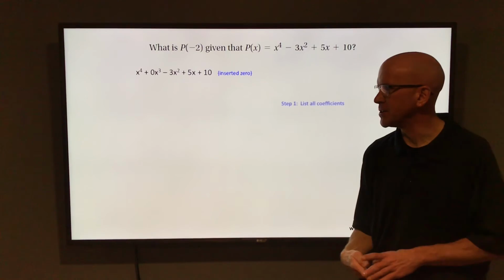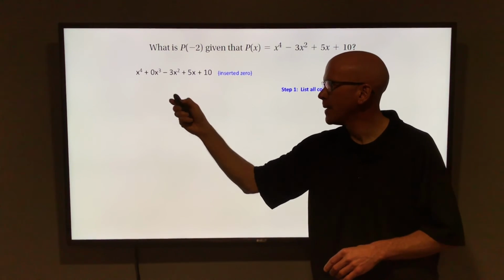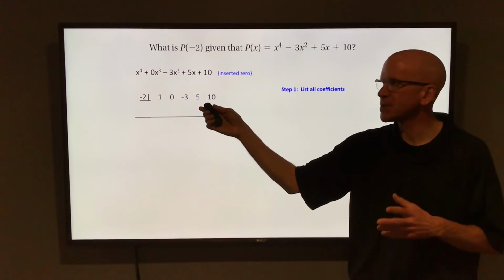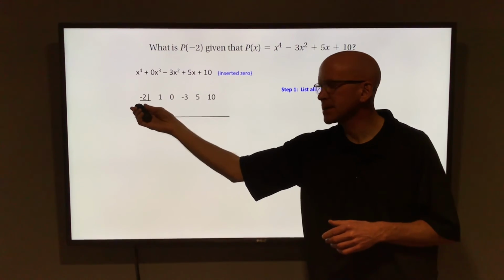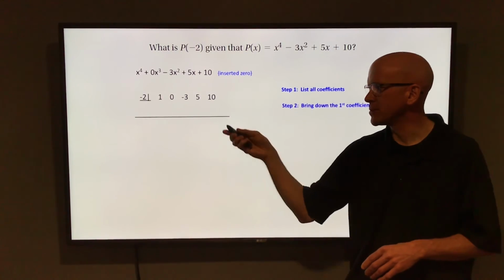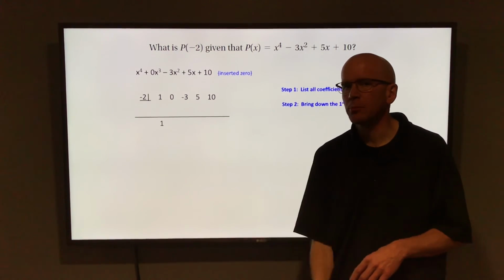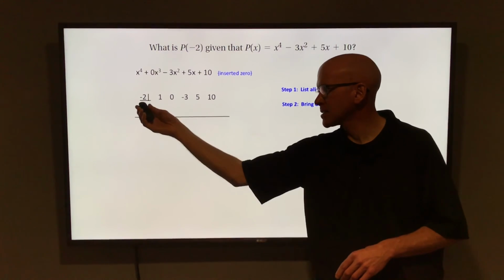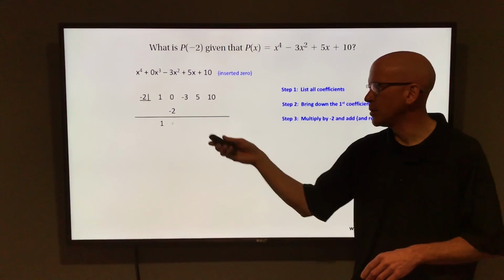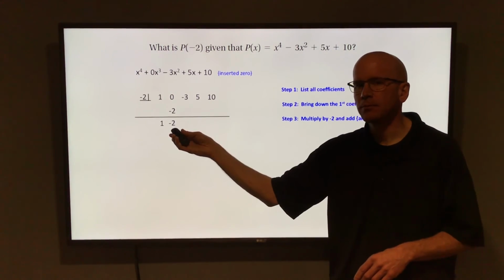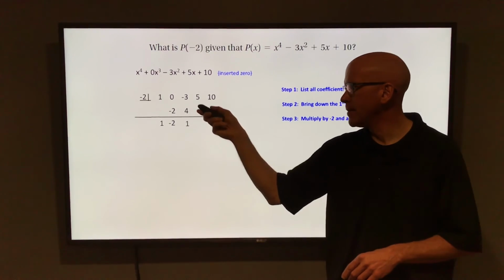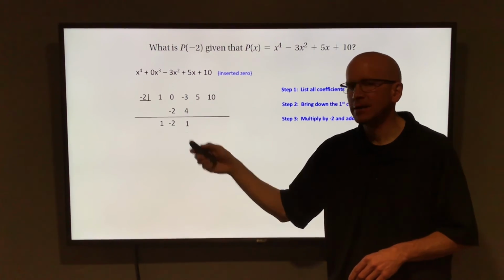Then list the coefficients. We have coefficients of 1, 0, -3, 5, and 10. So list those coefficients. Then you're substituting -2 in for x, so -2 goes in the box. Bring down that first coefficient, so we're going to bring down that 1, and then you just multiply and add. Go back to the box and multiply -2 by 1, that is -2. And then add 0 and -2, that is -2. Back to the box, multiply -2 by -2, that is +4. Then add -3 and 4, and that is +1.